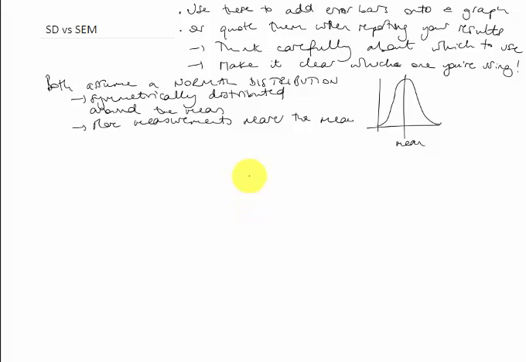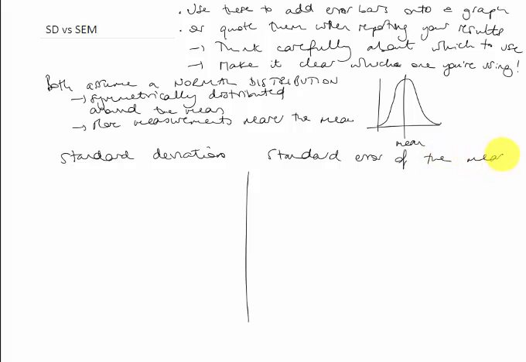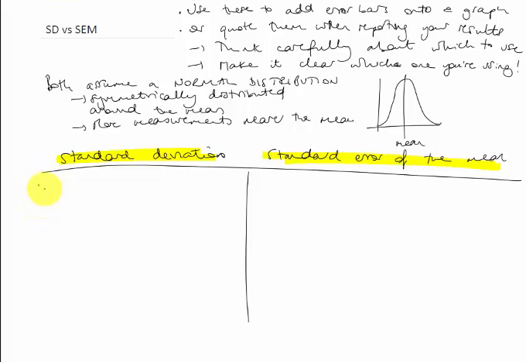Okay, so now let's talk a little bit about the standard deviation and the standard error, and do a bit of comparing and contrasting. Right, so the standard deviation is looking at the underlying population. It's looking at how much the individual measurements vary in your population.